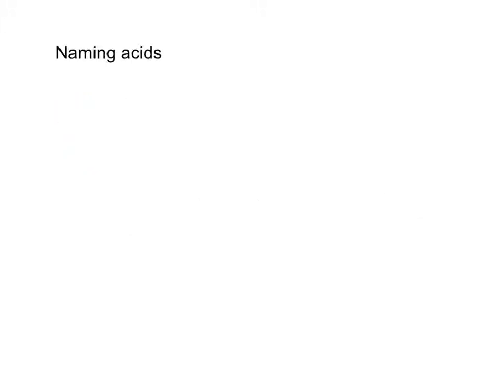Okay, and for the last portion, naming acids. The first thing is, how do I recognize an acid? Like recognizing ionic compounds and covalent compounds, we should recognize the acid based on its formula. The key to recognizing an acid is that the first element is hydrogen. Here are some examples.